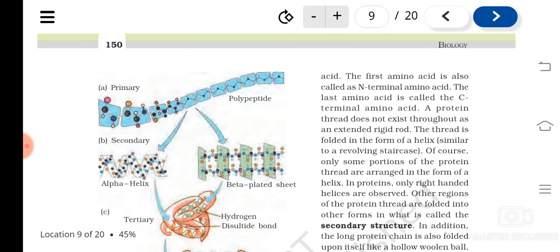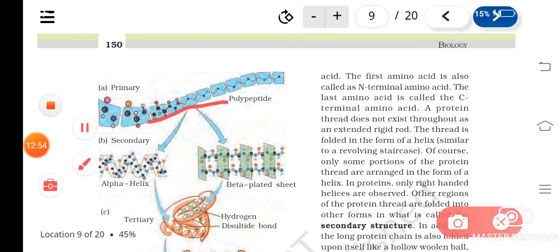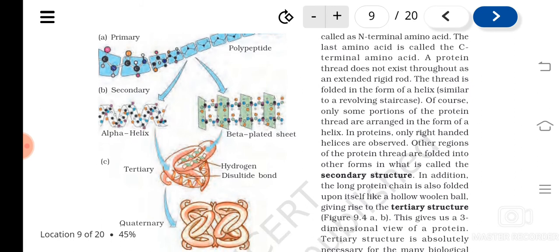Now the secondary structure means a protein thread or a polypeptide chain is not arranged as a rigid rod. Understood? It will be folded in its own axis in different ways, in the form of a helix, or in the case of sheets, beta pleated sheets. In different ways, this chain itself can be arranged. So this is explained by the secondary structure.